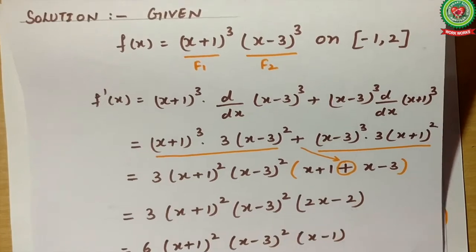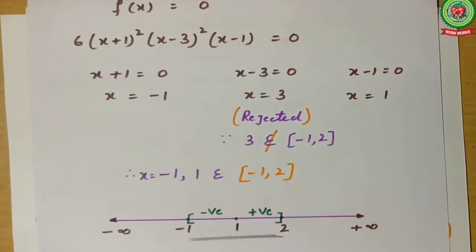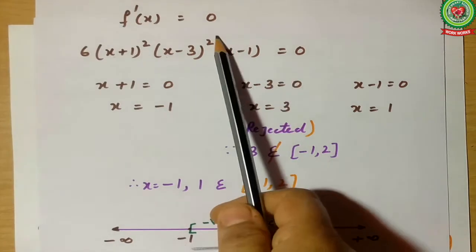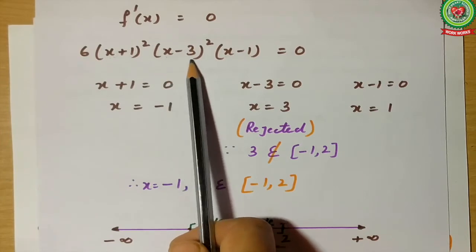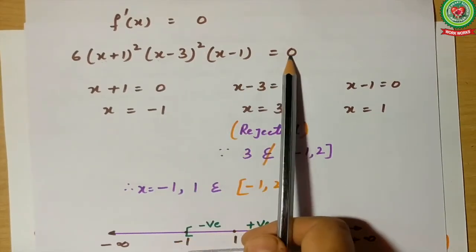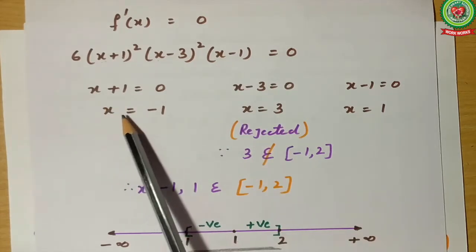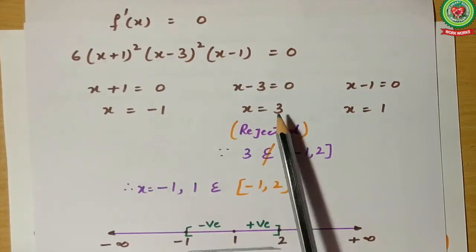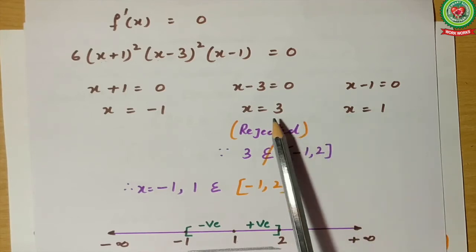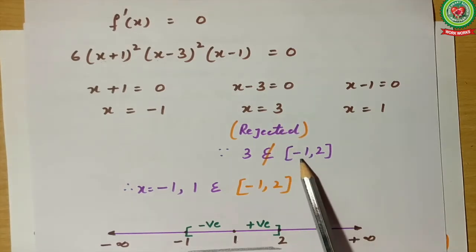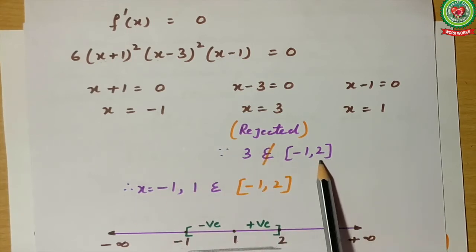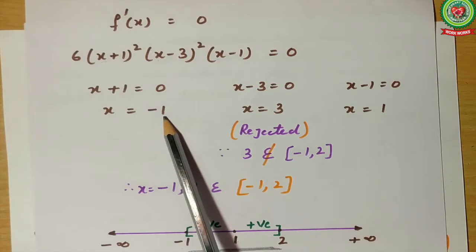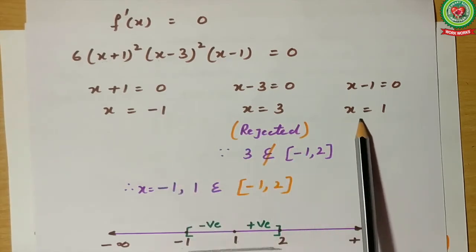We will follow the second step. We will put that value equal to 0 and find the solution set. Either x plus 1 is equal to 0, or x minus 3 is equal to 0, or x minus 1 is equal to 0. When we solve, x is equal to minus 1, x is equal to 3 and x is equal to 1. We will reject x equal to 3. Why? Because we have a closed interval minus 1 and 2, and 3 does not lie in between these two values. Clear? That's why we have only two solution values: one is minus 1 and the other is plus 1.